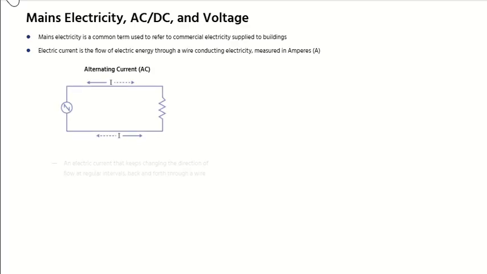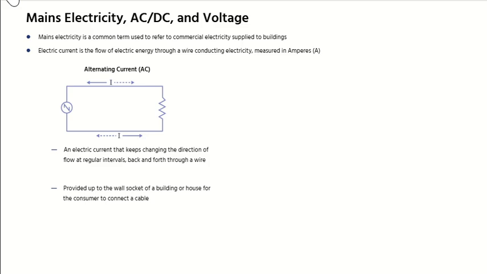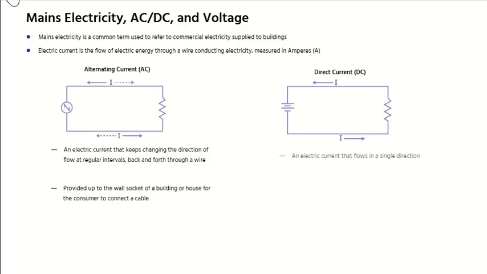An alternating current is an electric current that keeps changing the direction of flow at regular intervals back and forth through a wire. Alternating current, or AC, is provided up to the wall socket of a building or house for the consumer to connect a cable. The second type of current is direct current. DC is an electric current that flows in a single direction.